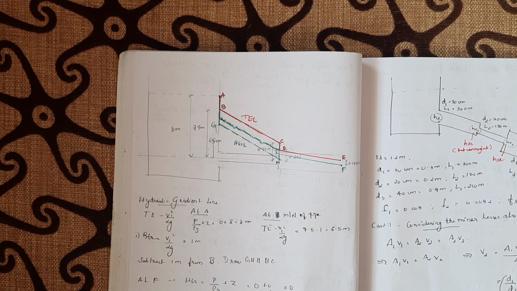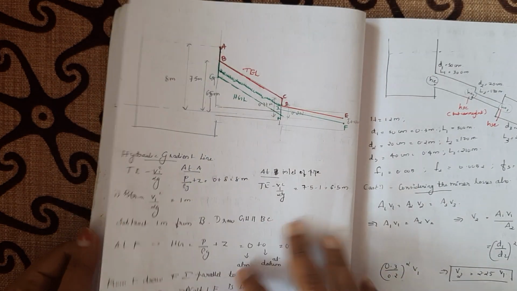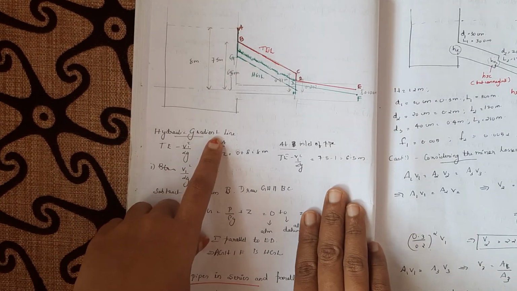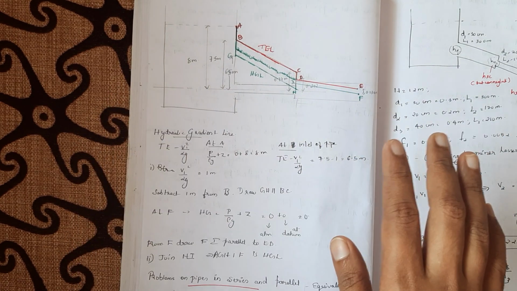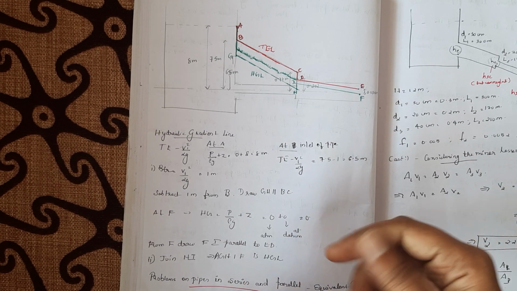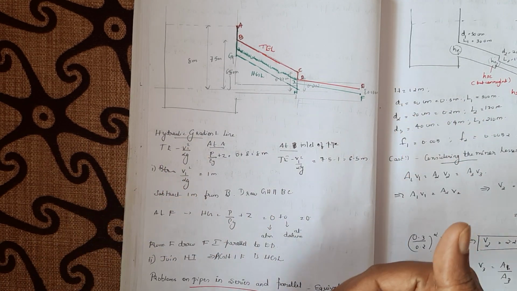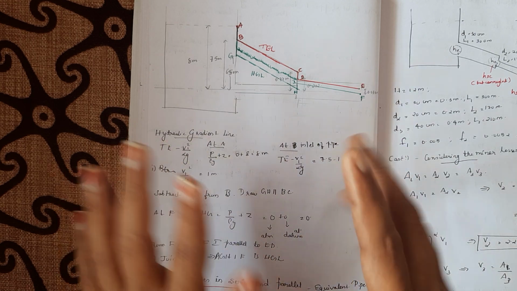And next is how to draw the hydraulic gradient line. Okay, how to draw the hydraulic gradient line? Hydraulic gradient line is nothing but pressure head plus datum head. Also we can find it out by, we know the total energy at some point. If we subtract the velocity head at that point, we'll get the hydraulic gradient line.